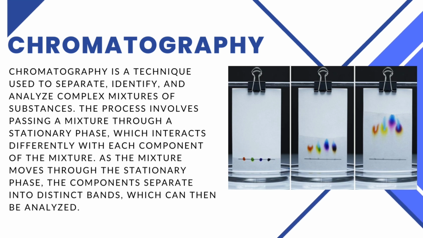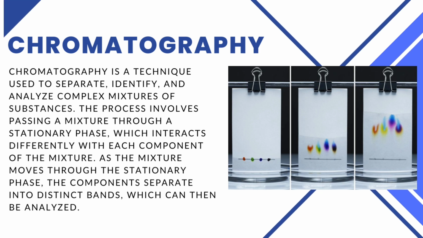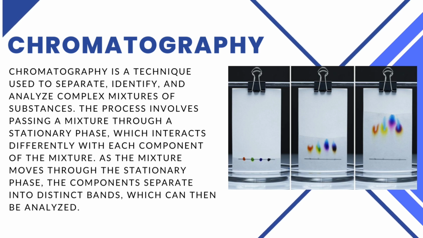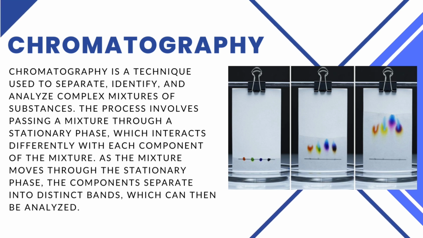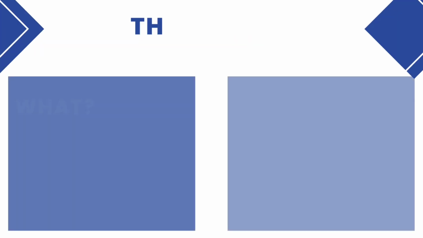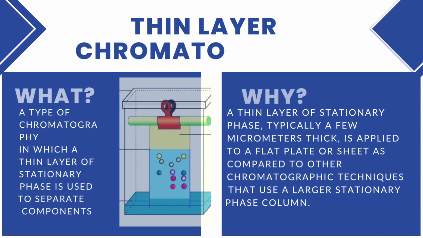This process involves passing a mixture through a stationary phase, which interacts very differently with each of the components of the mixture. As the mixture moves through the stationary phase, the components get separated into very distinct bands which can then be analyzed. Now let us see what we exactly mean by thin layer chromatography.